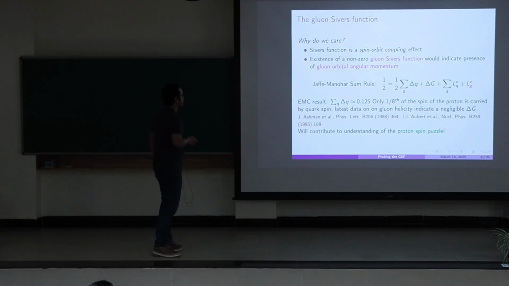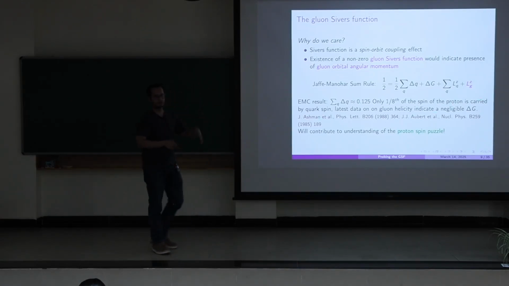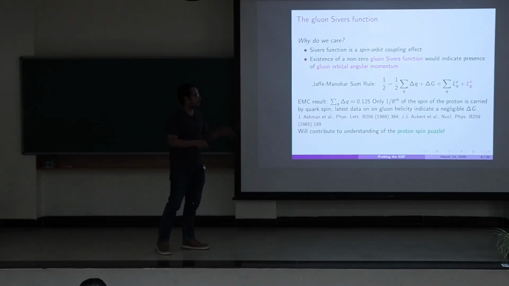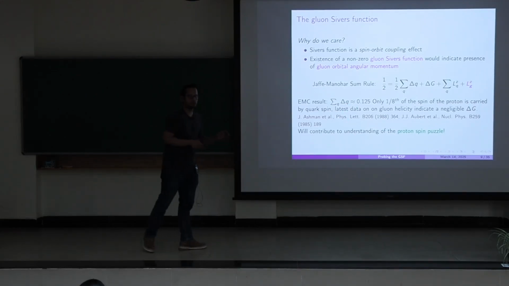And so you have the well-known EMC result, the proton spin crisis, in which the EMC collaboration measured the helicity data and found that only 1/8 of the spin of the proton is carried by the quark spin. And naively, you would expect that it would add to 1/2. And later data also showed that gluon helicity also contributes negligibly to the spin half of the proton. So large contributions should be coming from the orbital angular momentum. And so studying this will give some insights into the proton spin puzzle.